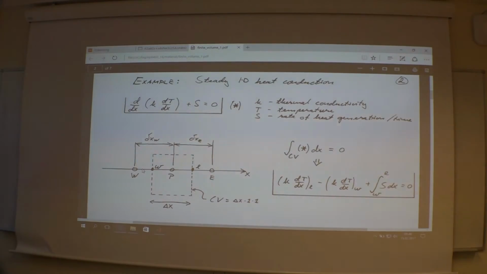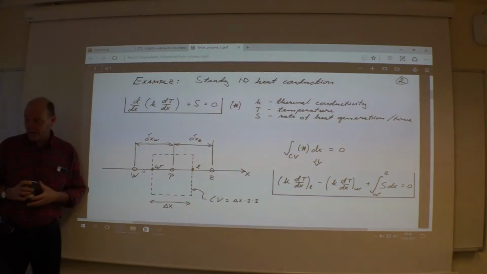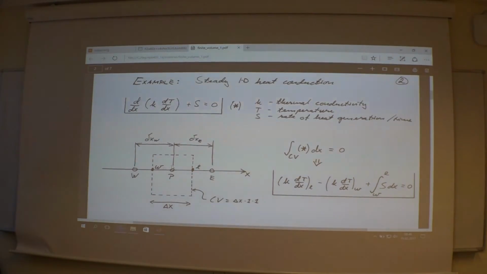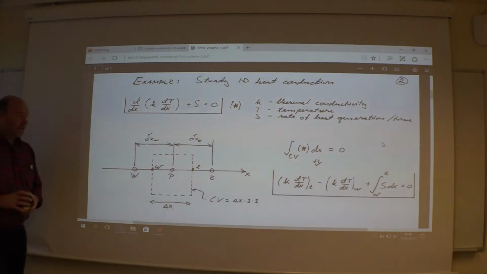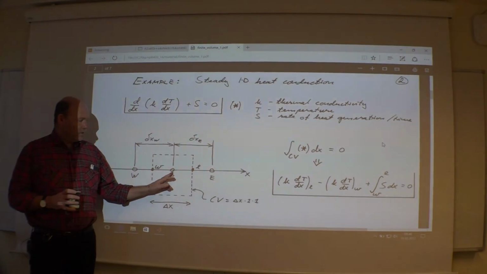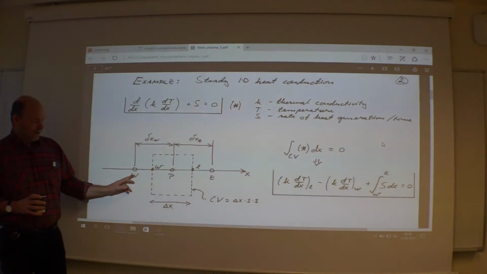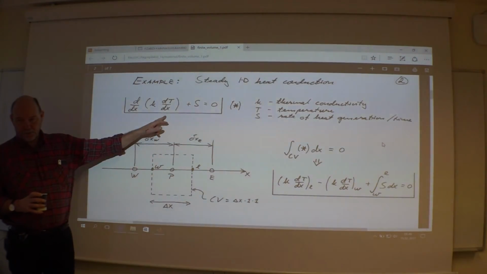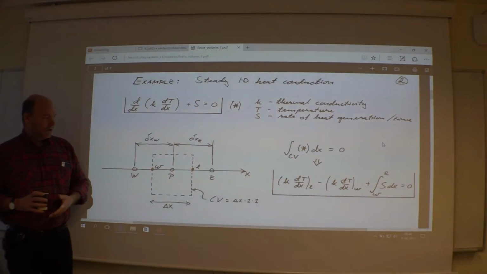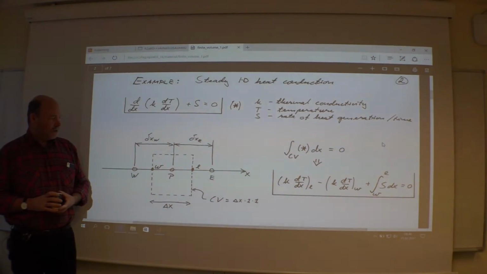And then I follow the notation started by Patankar, and everybody else in the world is using the same notation, so you might as well get used to it. You have a center point, and then you have neighbors, east, west, north, south, top, bottom, if necessary. So here only one dimension.